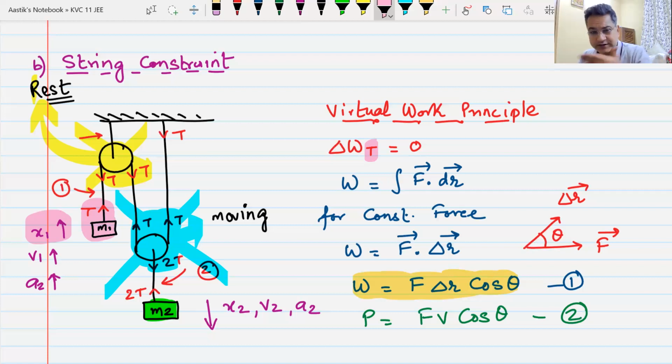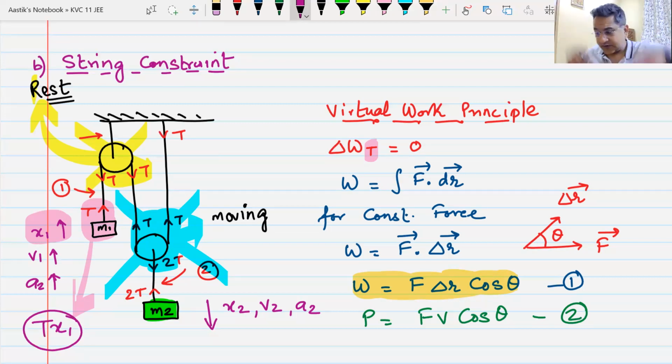We multiply force by displacement and multiply by cos of 0. Cos of 0 is 1. So T, the work done by this tension, becomes T into x1. Do we understand this? Yes or no? Everybody, please raise your hands. Do we understand this? The work done by tension becomes T into x1.